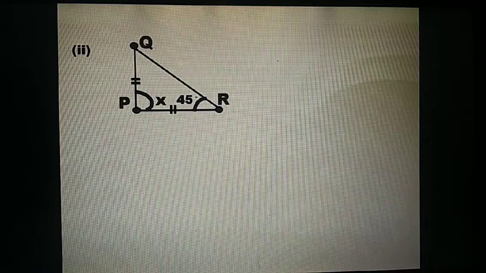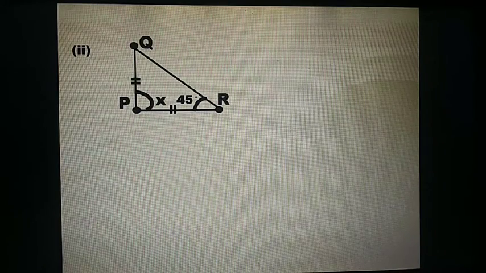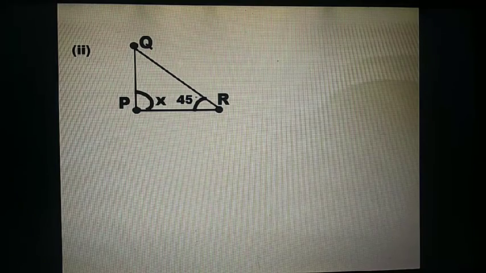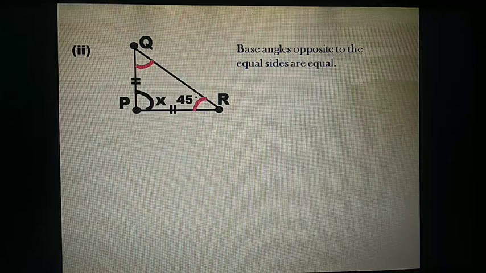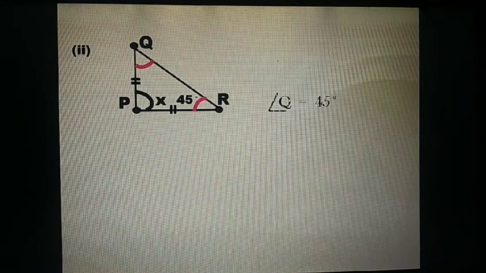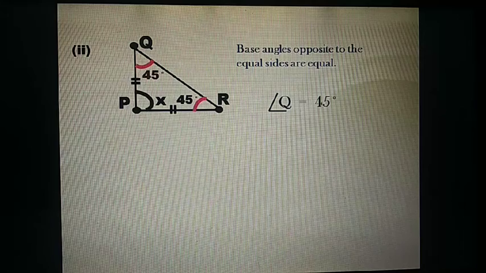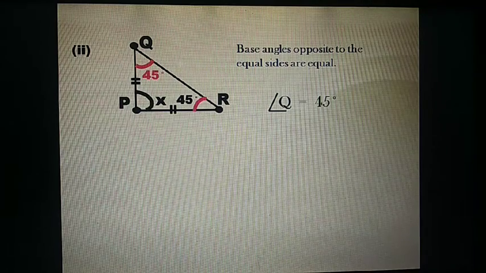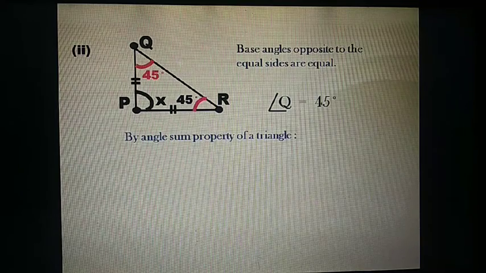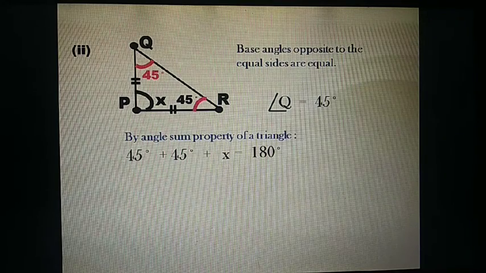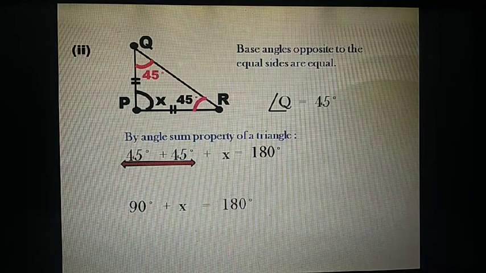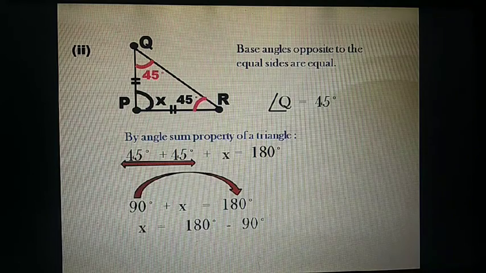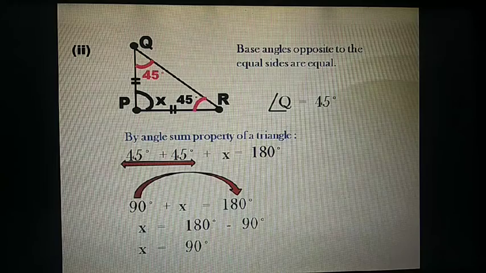Next figure. Again this is an isosceles triangle. These two sides are equal. The side left is QR. So the base angles are angle Q and angle R. They both are equal. So we can mark angle Q also as 45 degrees. Now to find out the value of x, we are supposed to use the angle sum property. Adding all the angles, you will get the value as 180 degrees. Solving the left hand side, it's 90 degrees plus x equals 180 degrees. Shifting 90 degrees, solving, x is 90 degrees.